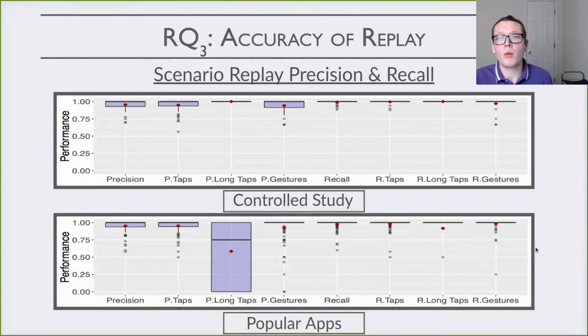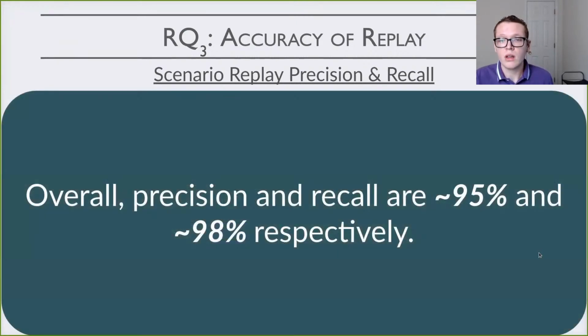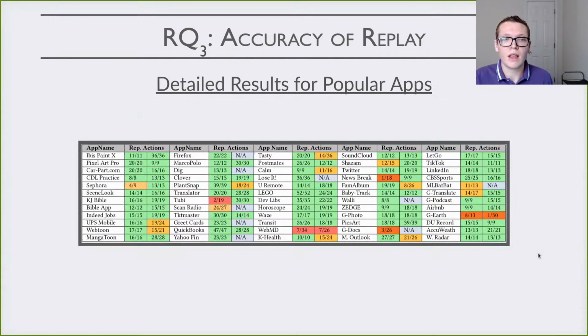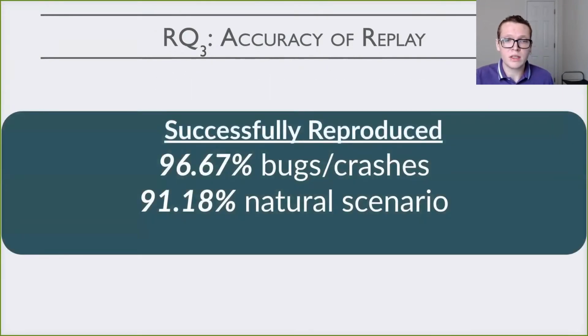We used a wide variety of metrics, and here are some of the performance for the precision recall of V2S. Overall, the precision recall for V2S is 95% and 98% respectively. And overall, V2S was able to successfully reproduce a total of 96.67% of the bugs and crashes and 91% of the natural scenarios faithfully.